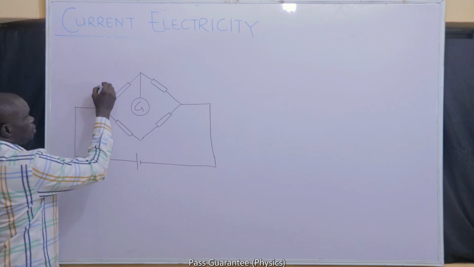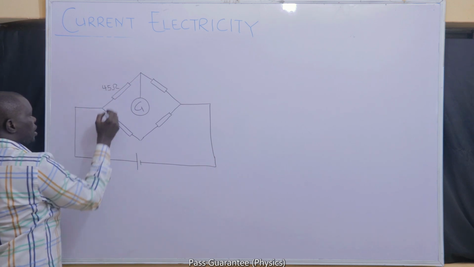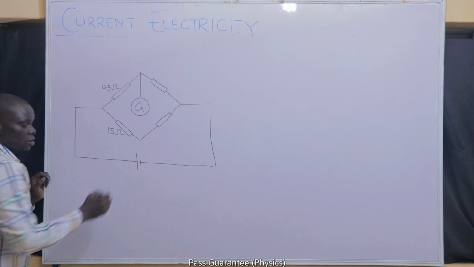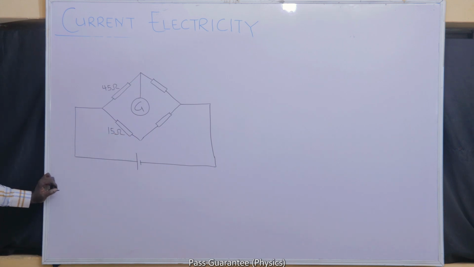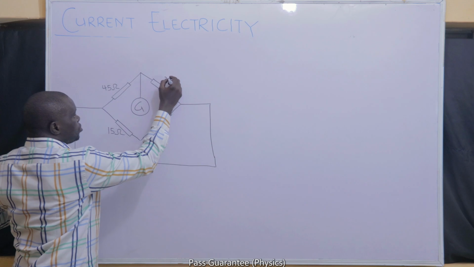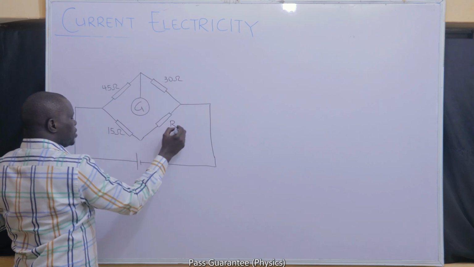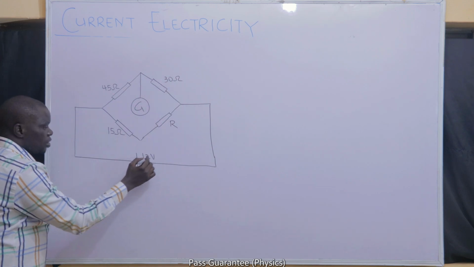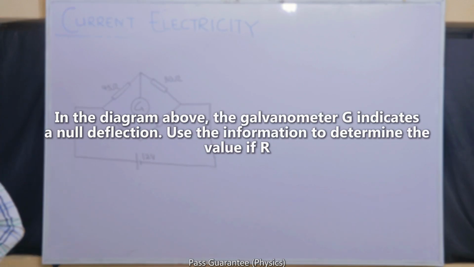I have a 45 ohms resistor. I have a 15 ohms resistor. I have a 30 ohms resistor and R. Now the question goes thus. In the diagram above, the galvanometer G indicates a null deflection. That means a zero deflection. Use the information to determine the value of R.